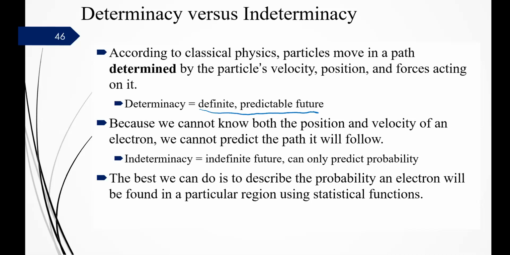Now, because we don't know both of those things, its position and its velocity, for an electron, we can't predict exactly what's going to happen. We can only predict where it likely will end up. So it's probability as compared to a known fact, right? And so the best that we can ever do with our electrons is give you a region where they should be with high statistical probability, right?